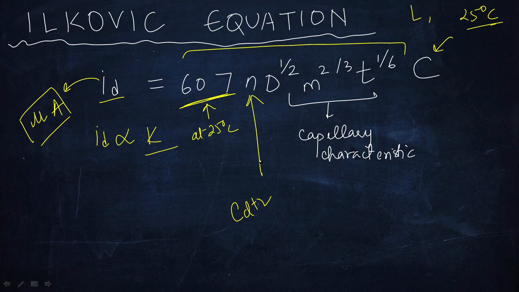So we are discussing this equation. Later on we'll be discussing the numericals. So n was the number of electrons that were involved in the process. When there is Cd plus 2, we have 2 electrons, so we'll simply put the value 2.